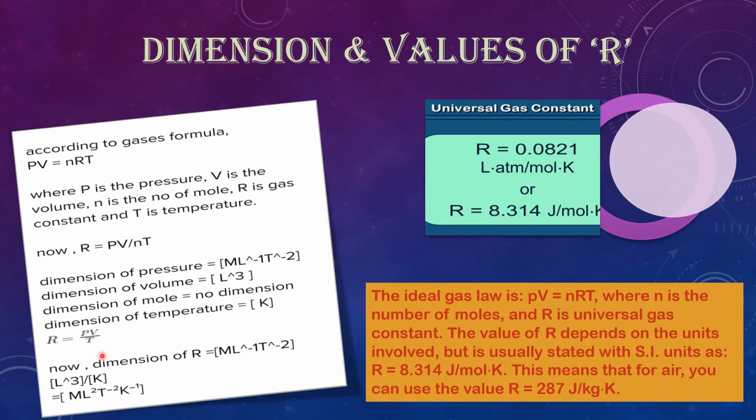R is equal to PV by T. Now, dimension of R, where n is equal to 1, R is equal to PV by T, because n doesn't have any dimension, that's why we are not considering n over here. Now, dimension of R is equal to M into L to the power minus 1 into T to the power minus 2 into L cube divided by K. That is equal to M L square T to the power minus 2 into K to the power minus 1. And this is the dimension of R.